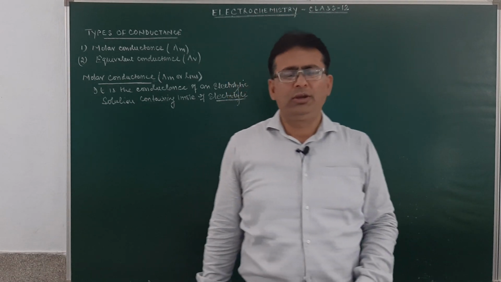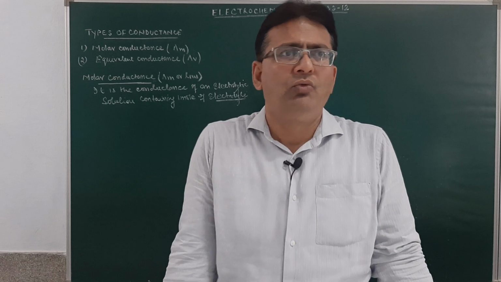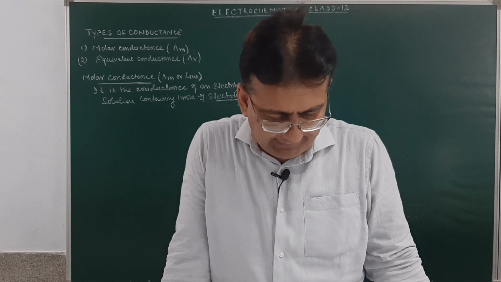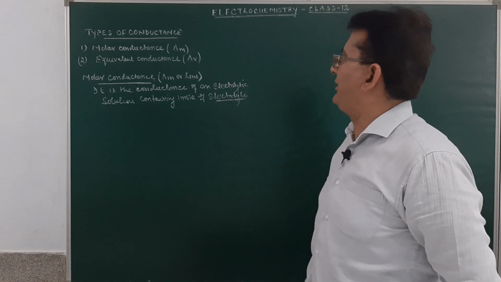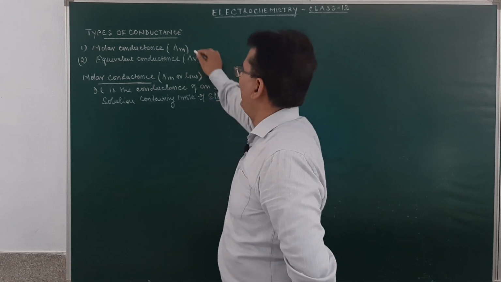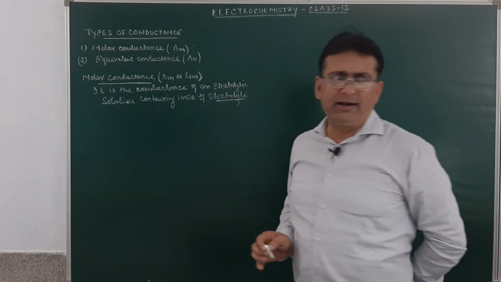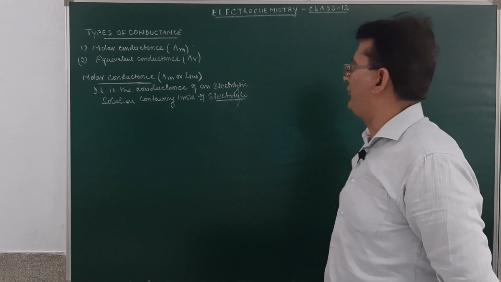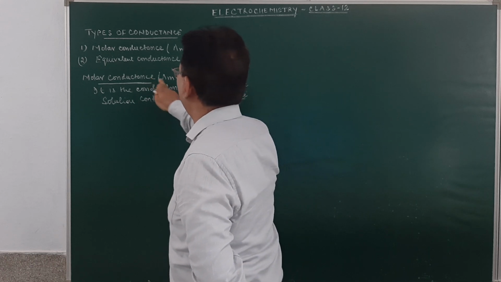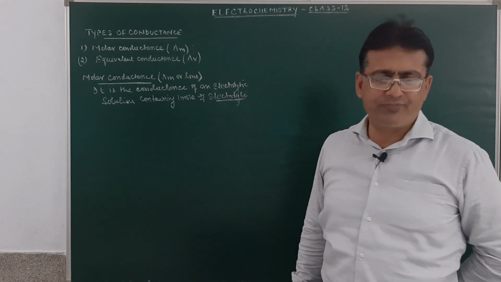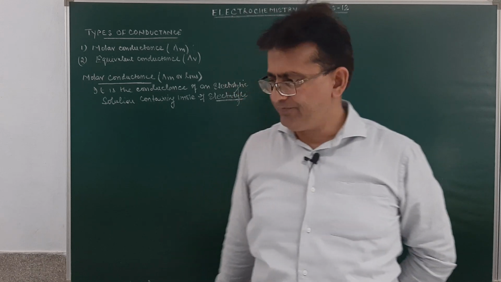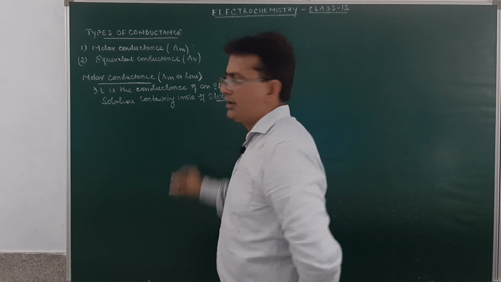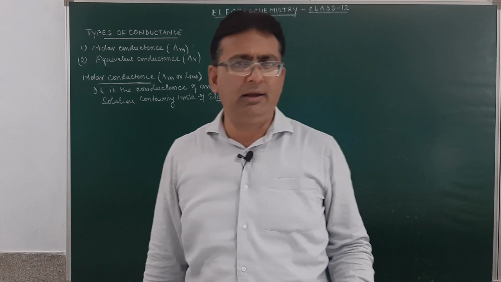Good morning, student. In our previous lecture, we discussed conductance and specific conductance. Now, as far as conductance is concerned, it can be classified into two categories: the molar conductance and equivalent conductance. We will discuss each one of them. Molar conductance is given by the symbol cap M or mu M. How do we define molar conductance? It is the conductance of an electrolytic solution containing 1 mole of an electrolyte.